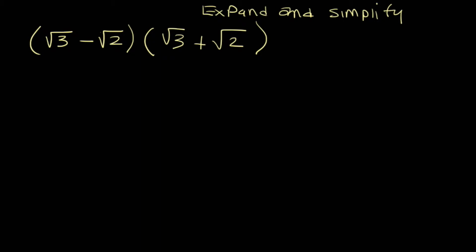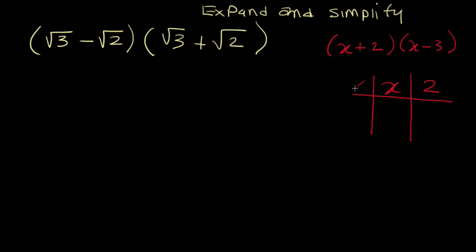So, for example, maybe I have a different set of numbers. I have x plus 2 and x minus 3. If I was to expand that by using the grid method, I would have x and then 2, and I'm multiplying x plus 2 with x minus 3. Now, working this out then, what will I get here? Two times x is 2x. Slowly, one at a time. Well done.